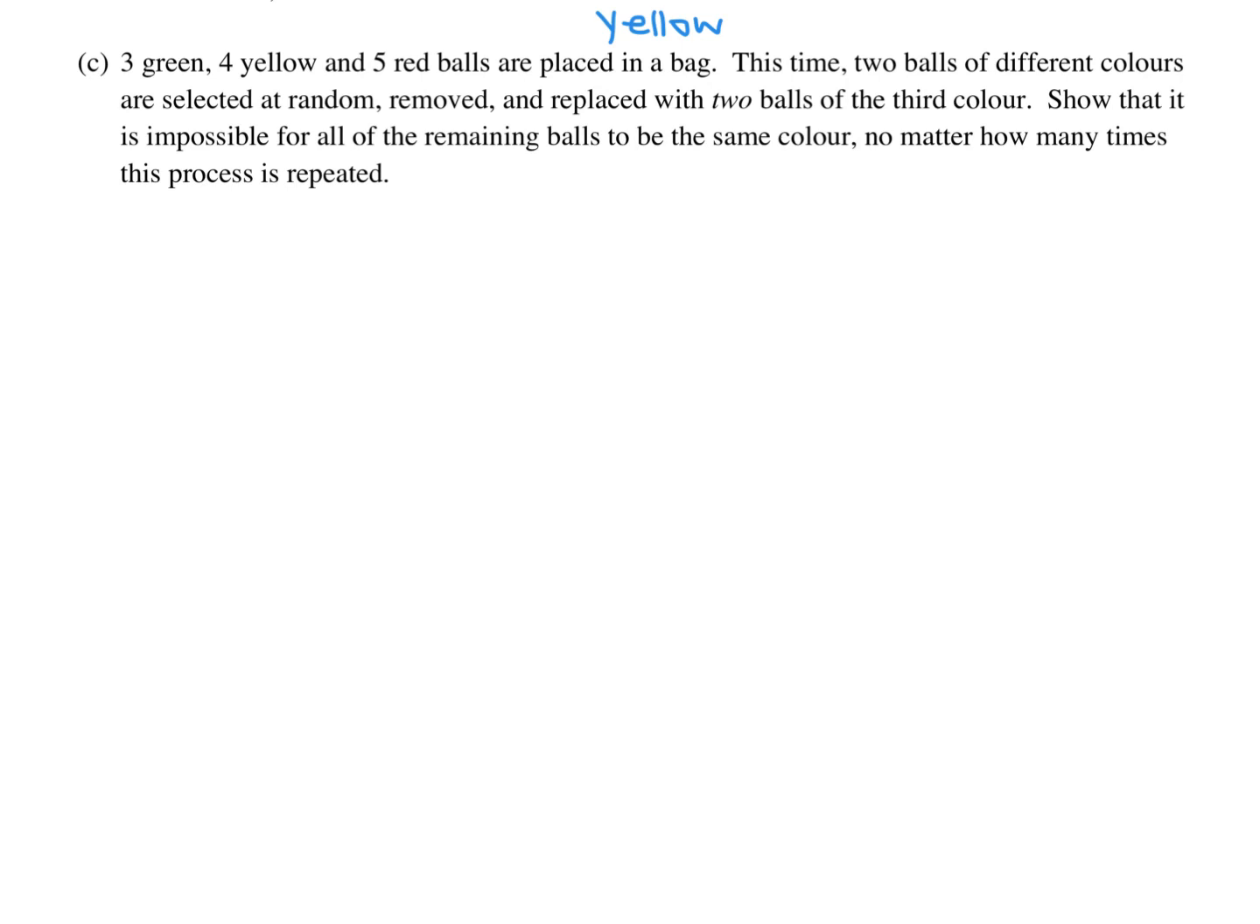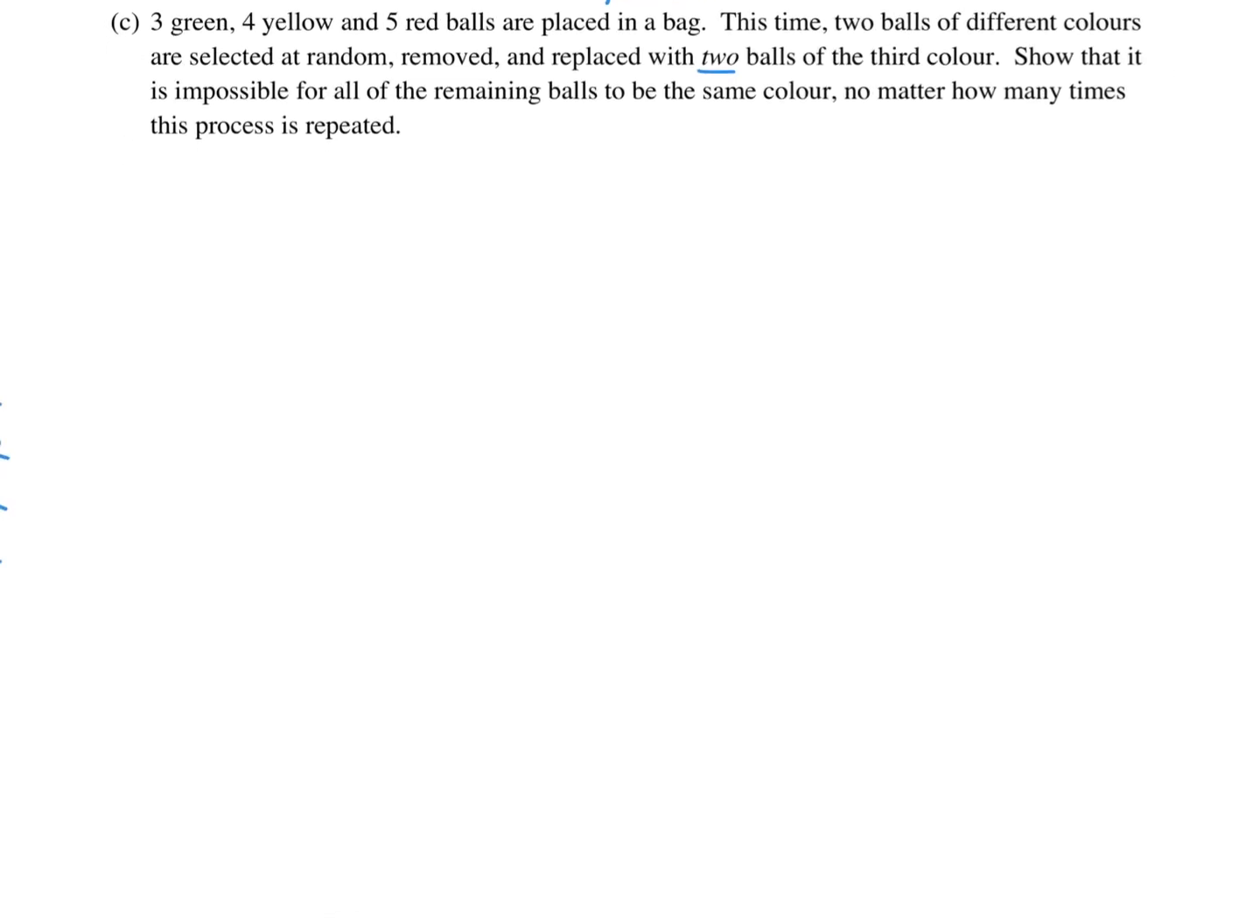Three green, 4 yellow, and 5 red balls are placed in a bag. This time, 2 of the balls of different colors are selected at random, removed, and replaced with 2 balls of the third color. Show that it is impossible for all of the remaining balls to be the same color, no matter how many times this process is repeated.